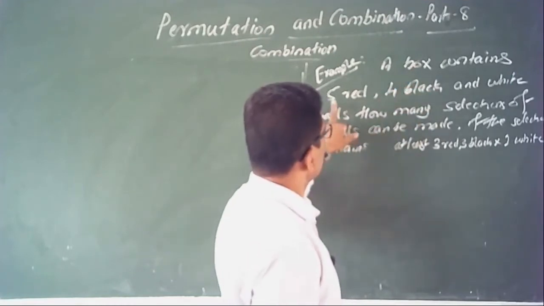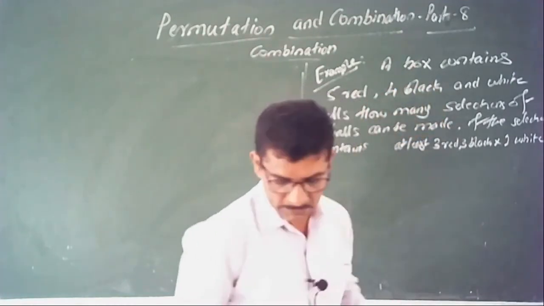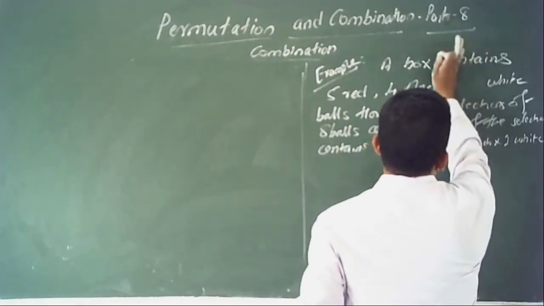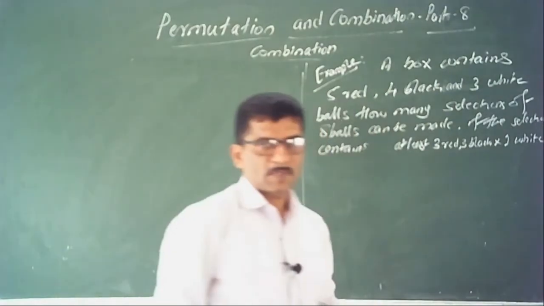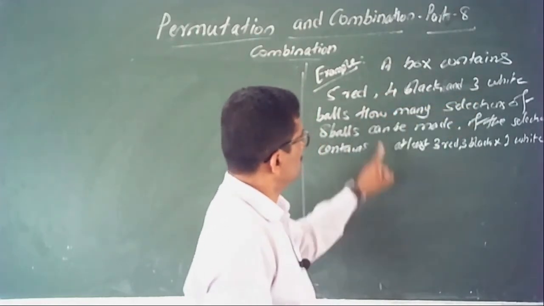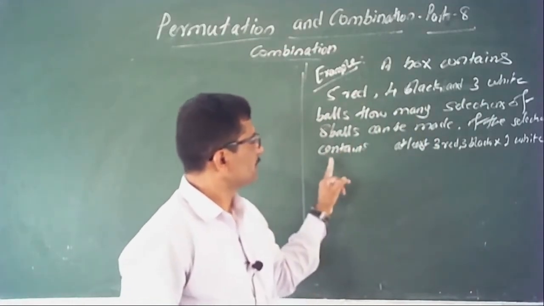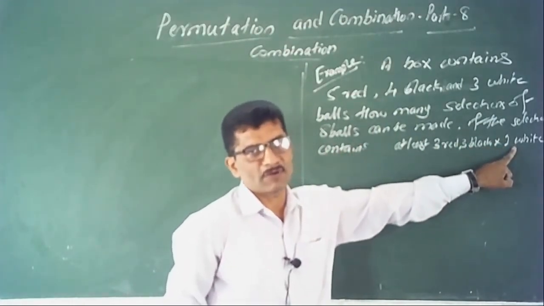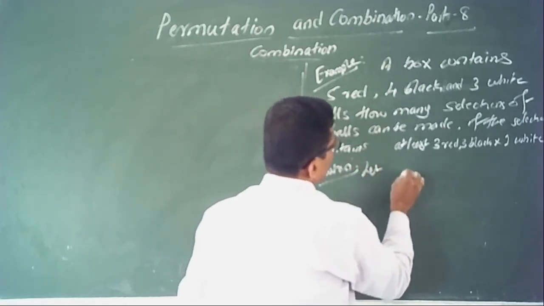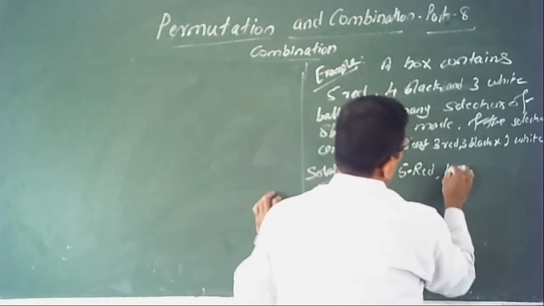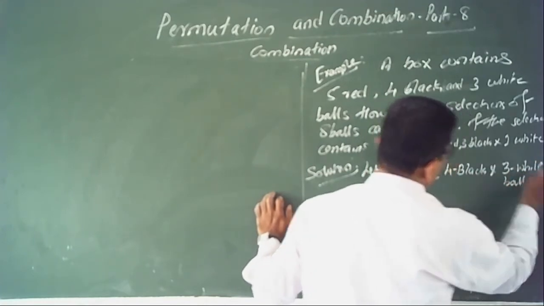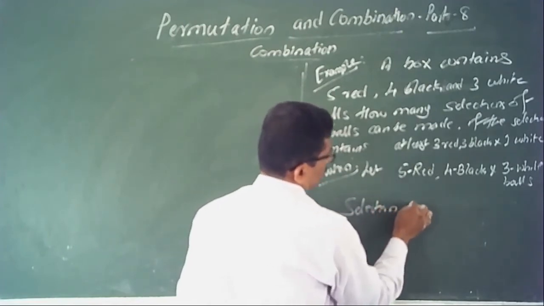A box contains 5 red, 4 black and 3 white balls. How many selections of 8 balls can be made if the selection contains at least 3 red, 3 black and 1 white ball? It is at least. This is a 5 mark question, very simple. Given 5 red, 4 black and 3 white balls, the selection of 8 balls.